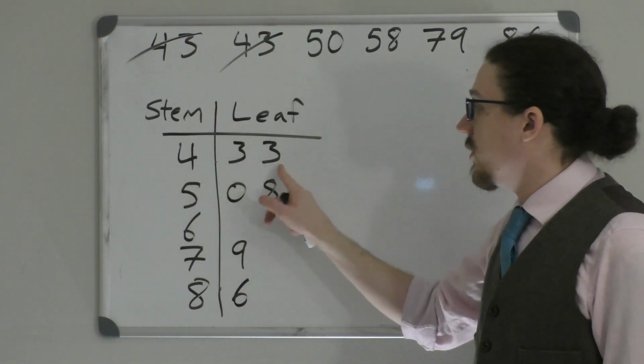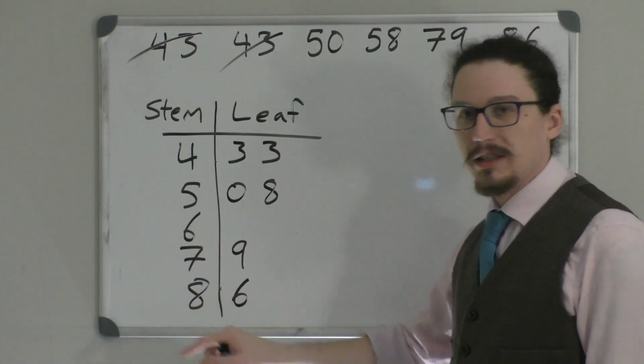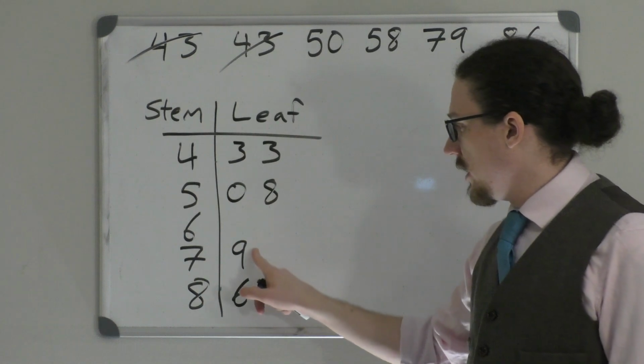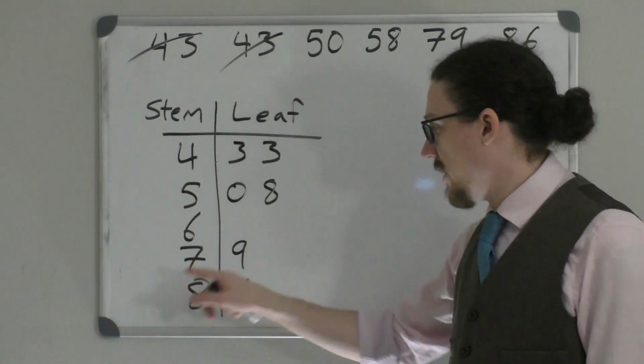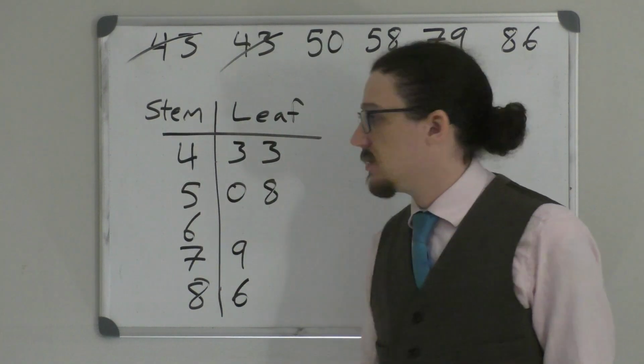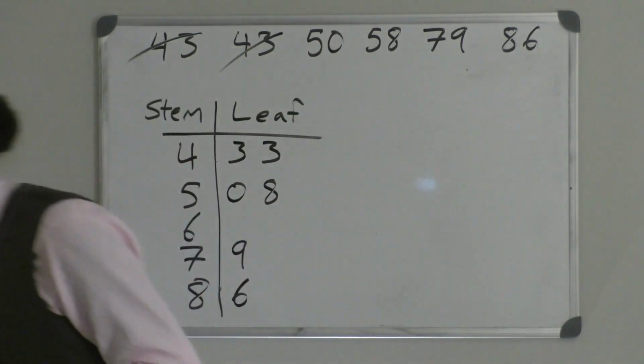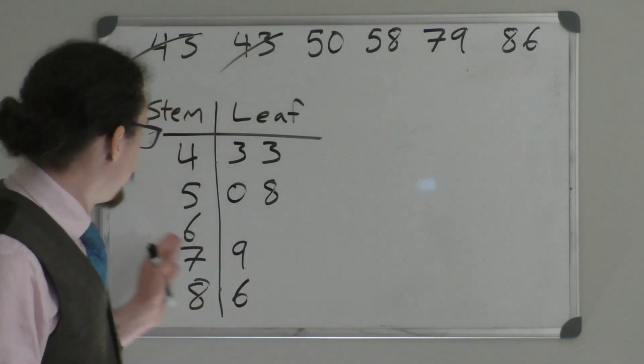Well, 40, and here's a 3, so that's a 43. There's another 43, a 50, an 80, nothing in the 60s, right? 79, right? So, or 7 and 9, so 79, 8 and 6, so 86, right? But that is a stem and leaf display.